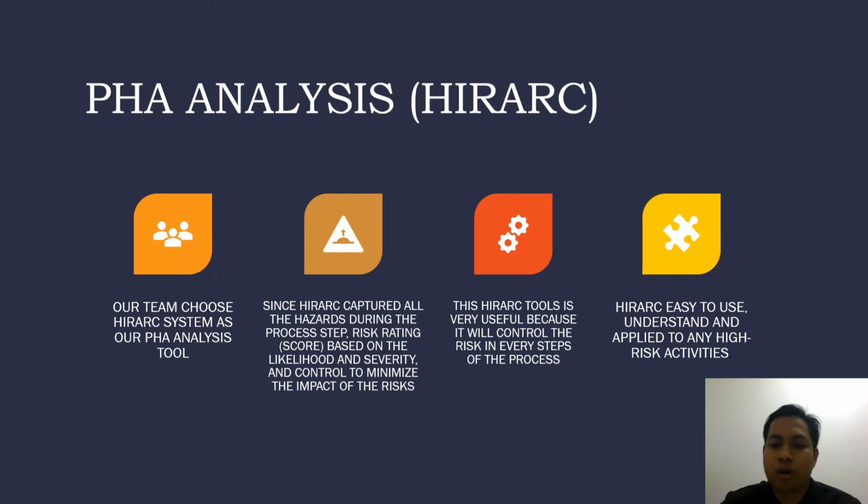Thank you, Firdaus. So I will proceed to the next part. Our team chose the HIREC system as our PHA analysis tool. HIREC captures all the hazards during the process steps, gives a risk rating score based on likelihood and severity, and controls to minimize the impact of the risk. The HIREC tool is very useful because it will control the risk in every step of the process. HIREC is easy to use, understand, and apply to any high-risk activities.